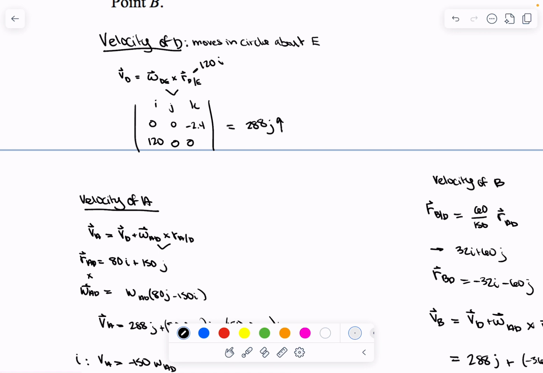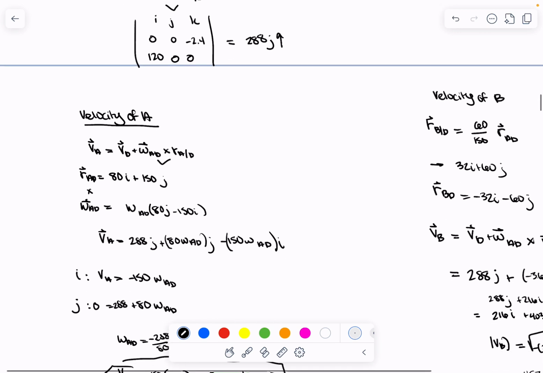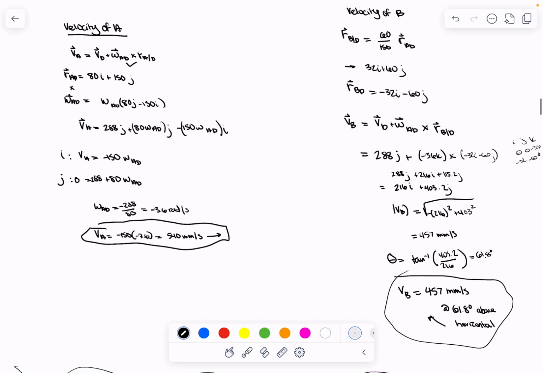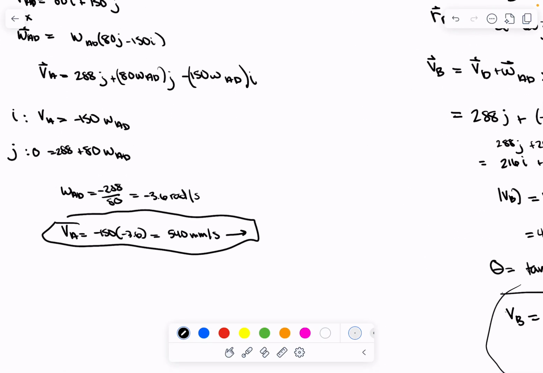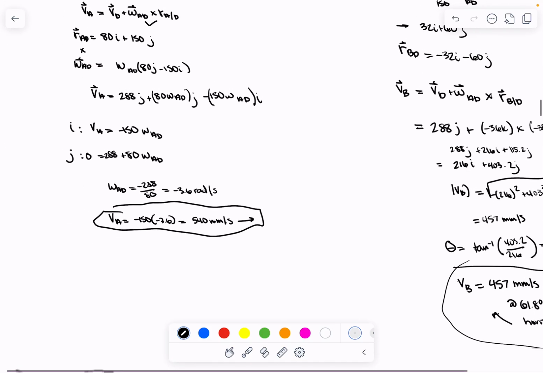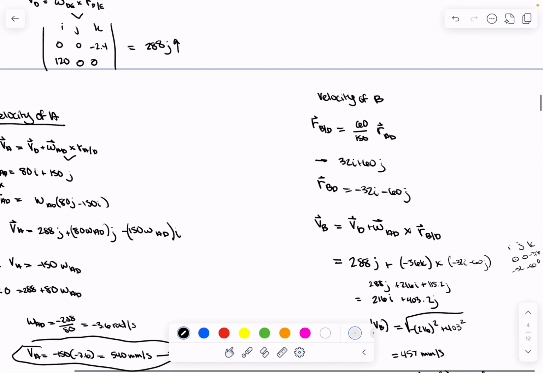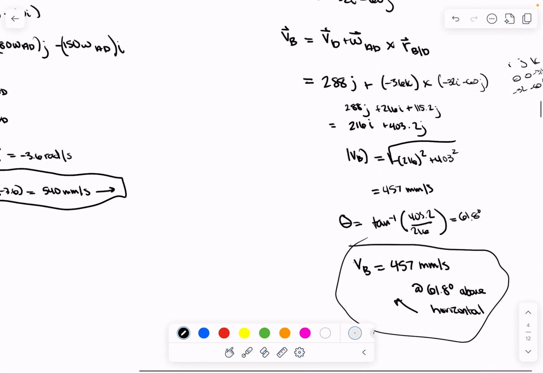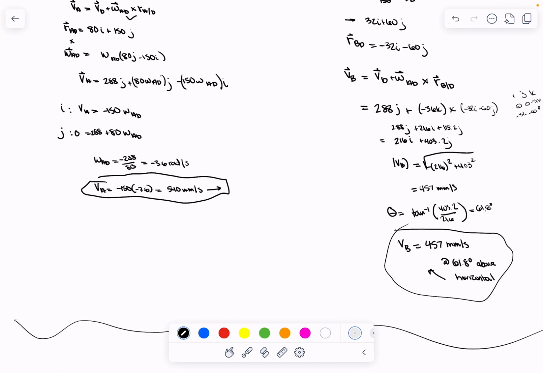The velocity of A, this is just split into different components, I and J components. We get velocity of A is equal to 540 millimeters per second to the right. And here's my work for the velocity of B. And we get V of B is equal to 457 millimeters per second at 61.8 degrees above horizontal.